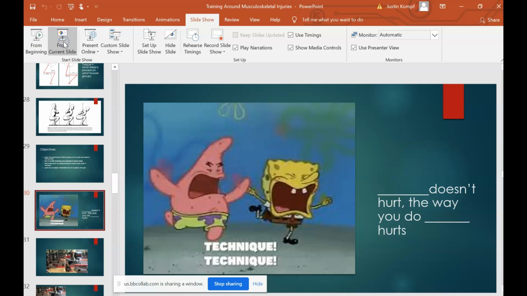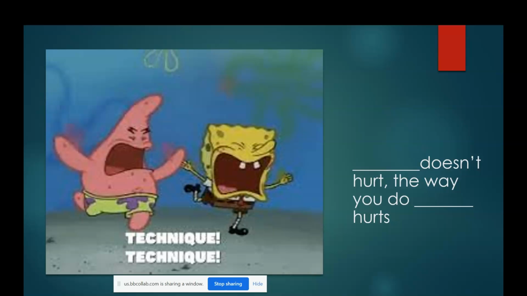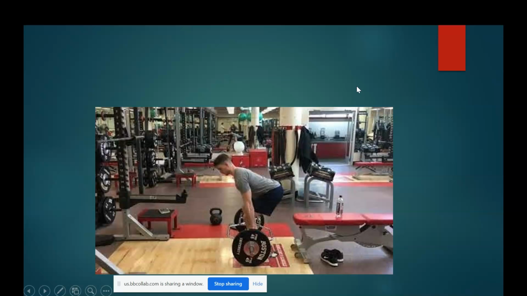Oftentimes somebody might say, oh, deadlifts hurt me. Okay, well, deadlifts don't actually hurt you, but the way that you do deadlifts hurts you. If you do a deadlift or a squat or a bench press wrong with incorrect technique, that's going to put a lot of unnecessary stress on your joints. So again, this is why we do an assessment. Whenever somebody tells me something hurts them and I watch them do it, I would say, oh, okay, so that's not surprising. Let's try to do something a little bit differently. We want to make sure that we have technique down first.